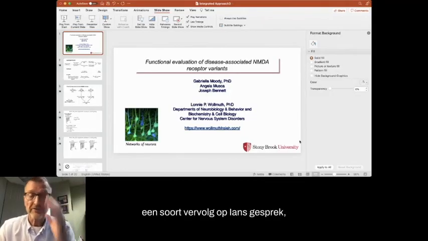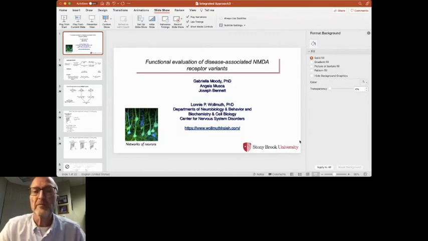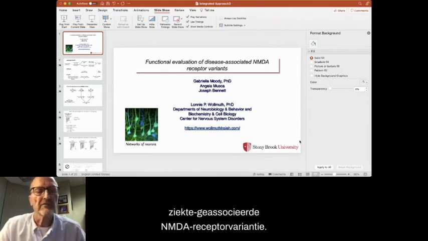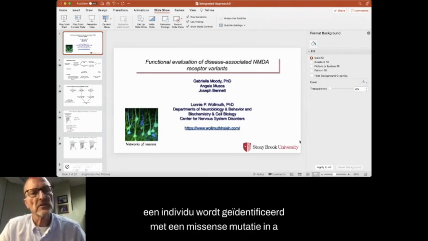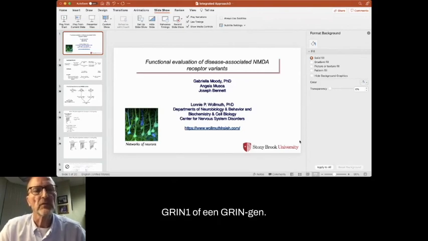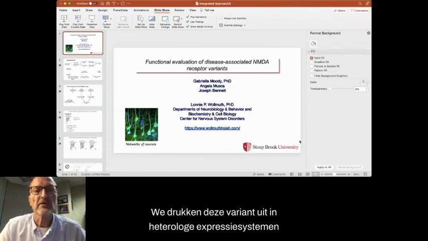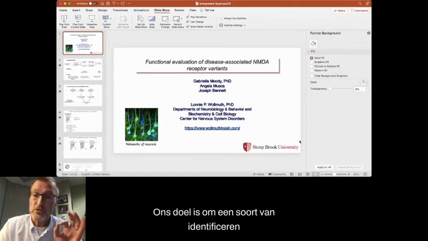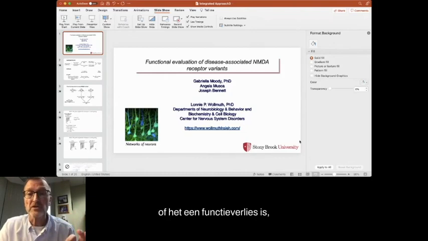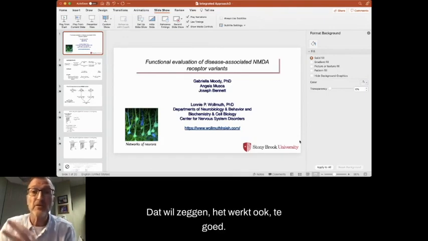So I'm going to talk again, following up on Ian's conversation, but talking about functional evaluation of disease-associated NMDA receptor variants. So again, as Ian laid out, an individual is identified with a missense mutation in a GRIN gene. Again, I'm focusing on NMDA receptors. We express this variant in heterologous expression systems, and we test function. And again, what's our goal? Our goal is to identify whether this variant is causing a loss of function, that is, the protein doesn't work as well as it did before, or a gain of function. That is, it works too well.